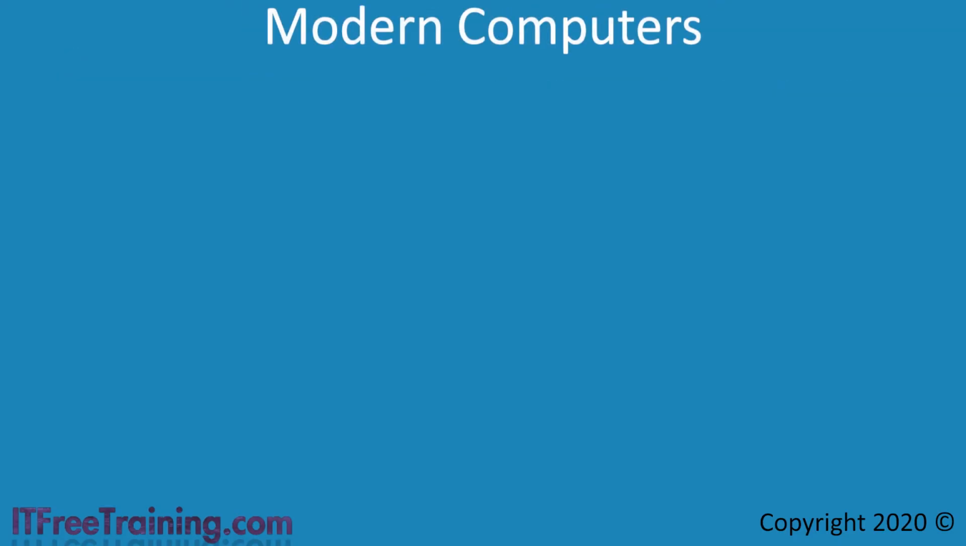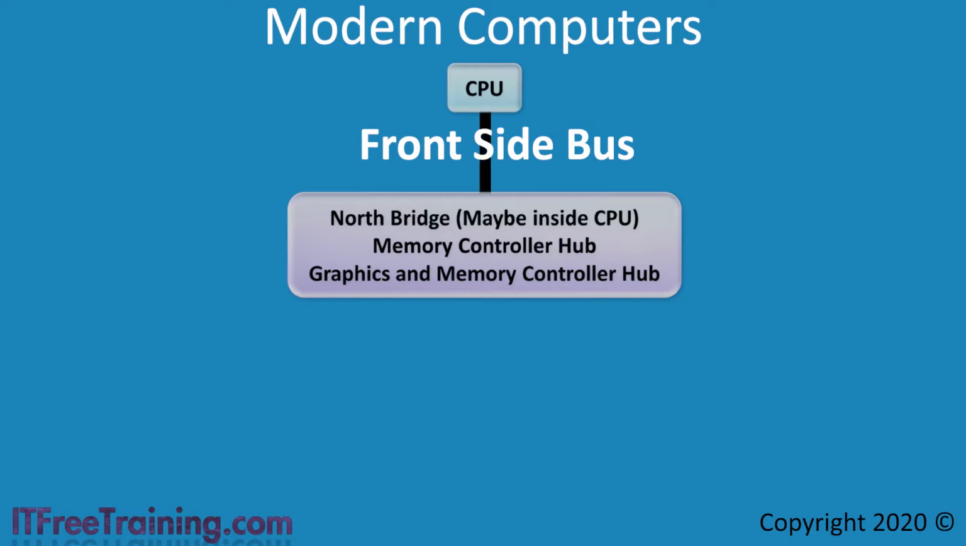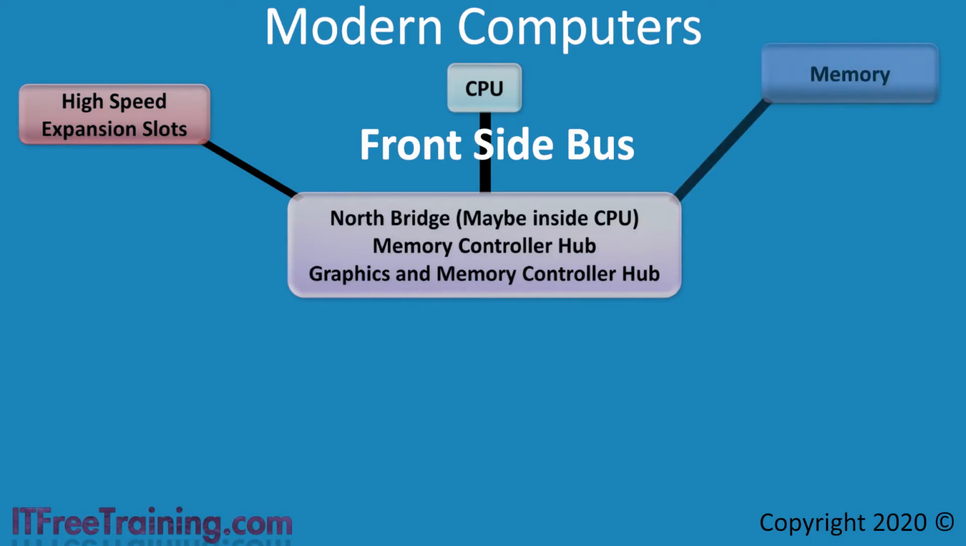Modern computers, although they may look different, are designed in a similar way. To start with, you have the CPU. The CPU is connected to the north bridge via a bus. This bus is known by a number of different names. One of the more commonly used names is the front side bus by Intel. The north bridge may be a chip on your motherboard, or it may be part of the CPU. It may also be referred to as the memory controller hub or graphics and memory controller hub. Regardless if there is a separate chip or it is inside the CPU, its purpose is the same. The north bridge connects high-speed expansion slots, memory, and high-speed devices.